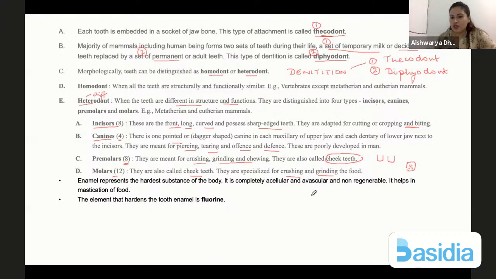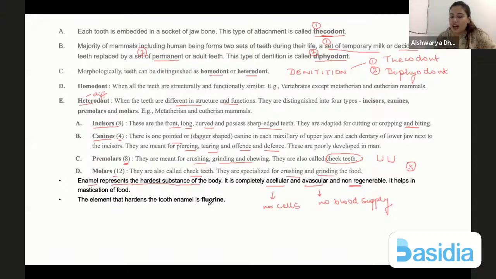Now, if you look at the structure of the tooth, the outermost structure is the enamel. Enamel is the hardest part of the body. However, it is non-regenerable. So if you have any kind of cavity or any bacterial infection, any kind of plaque that has infected your tooth, the enamel will not be able to regenerate itself. It is completely acellular, that means there are no cells present. Avascular, that means no blood supply. And it helps in chewing of your food.